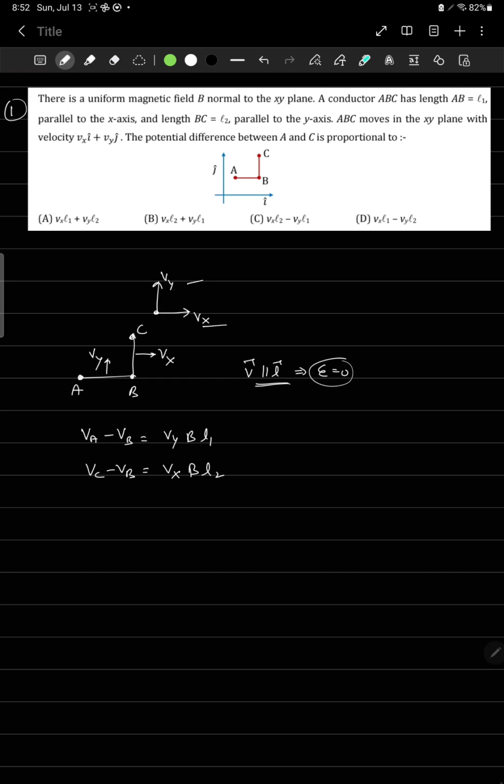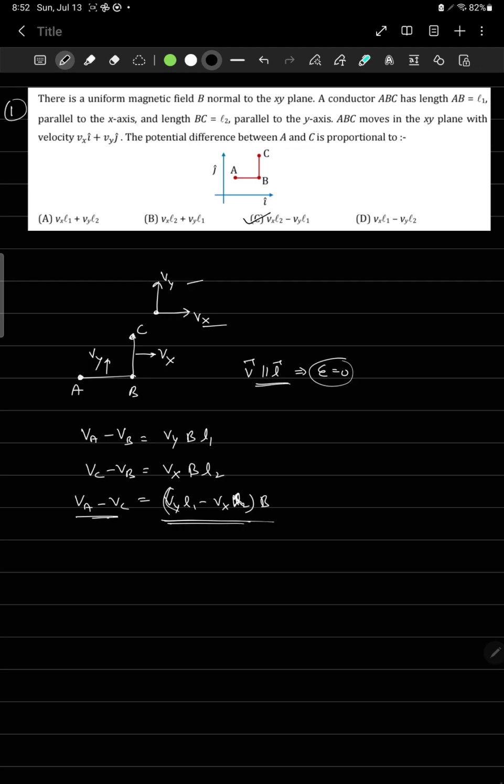Now we need to find the potential difference between A and C, right? Between A and C means Va minus Vc, so I have to subtract them. So Vy L1 minus Vx L2, into B. So we can say that Va minus Vc is directly proportional to Vy L1 minus Vx L2, and that is right. That is nothing but option C. So option C is correct here.